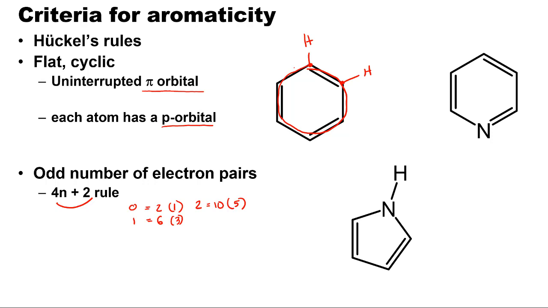Now, how many electrons are in the system? There's 2, there's 2, and there's 2 like that. So there's a total of 6 electrons or 3 electron pairs.